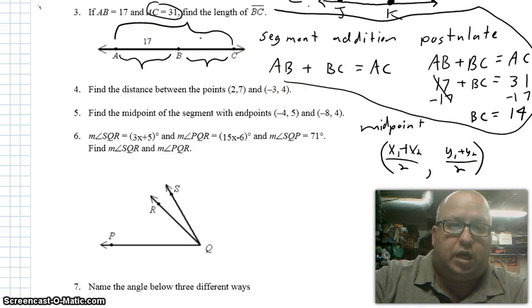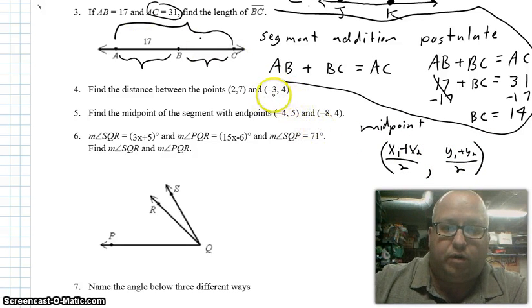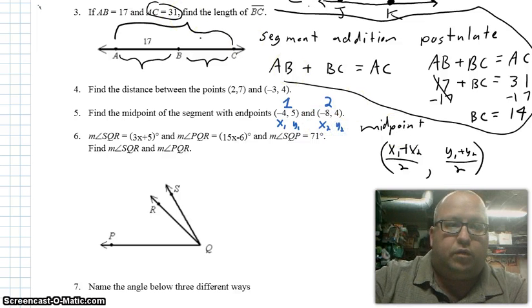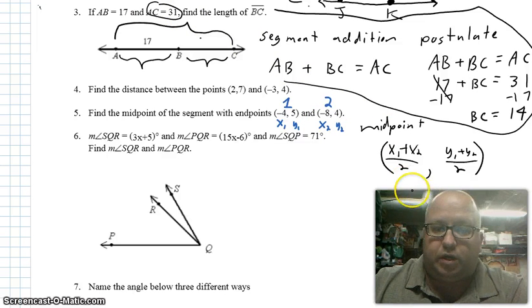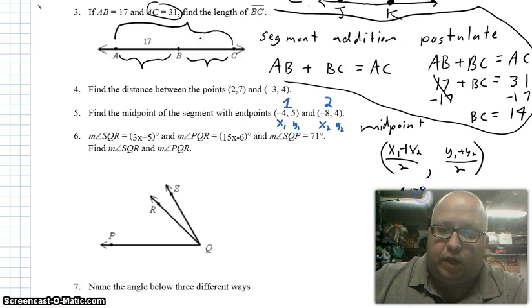So let's see, I'll label these up again just like before. I'm going to make this point 1 and this point 2. So that'll be x1 and y1, and that'll be x2 and y2. So now I just have to plug them in there and I'm ready to go. Negative 4 plus negative 8 over 2, and 5 plus 4 over 2.